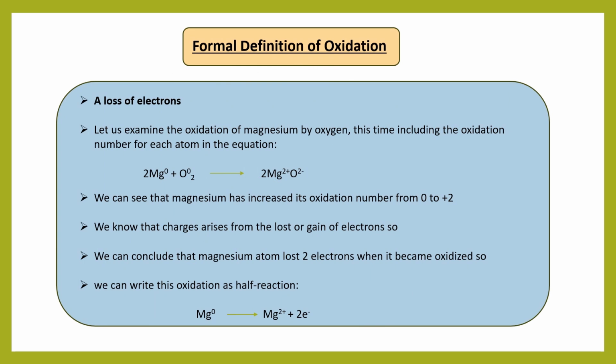Formal definition of oxidation: a loss of electrons. Let us examine the oxidation of magnesium by oxygen, this time including the oxidation number for each atom in the equation. We can see that magnesium has increased its oxidation number from 0 to +2. We know that charges arise from the loss or gain of electrons, so we can conclude that the magnesium atom lost 2 electrons when it became oxidized.